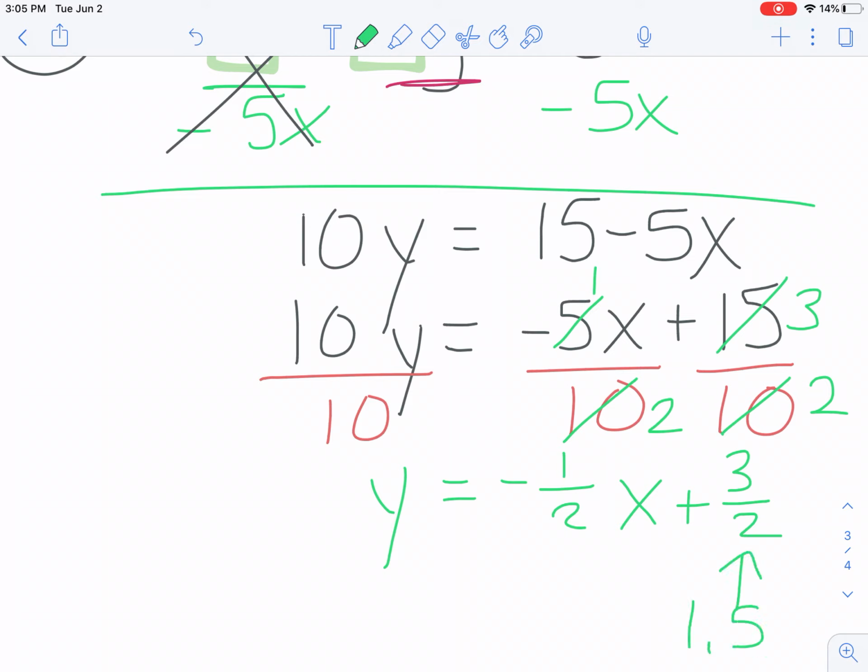So on my graph, the b value is 1.5, my initial value or y-intercept. So I'm going to start at 0, 1.5. And my slope or rate of change tells me to go down 1 and over 2 to the right, or up 1 and over 2 to the left. So that's going to help me graph my line.